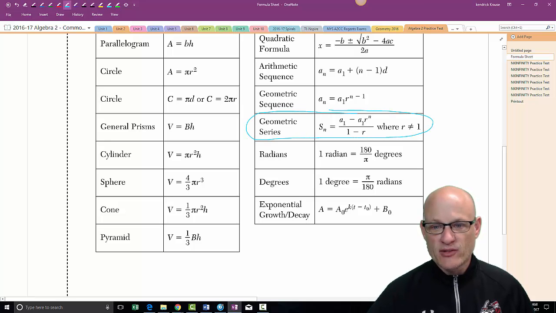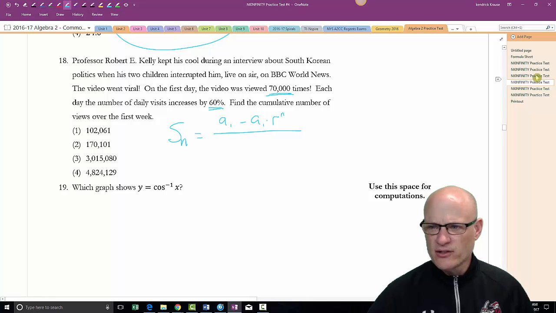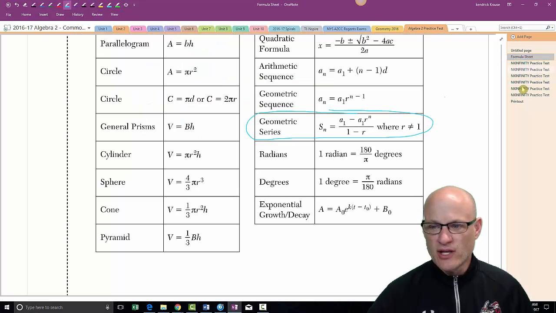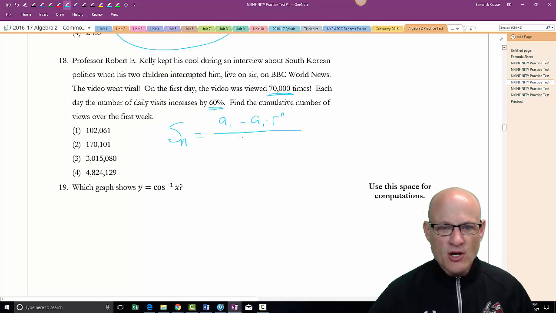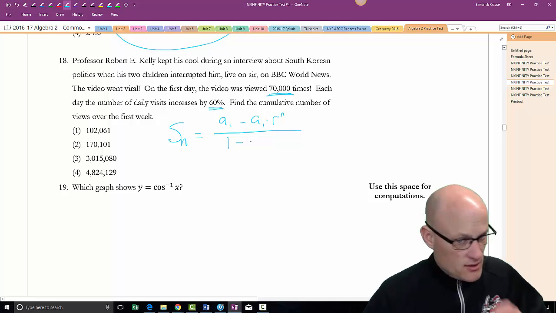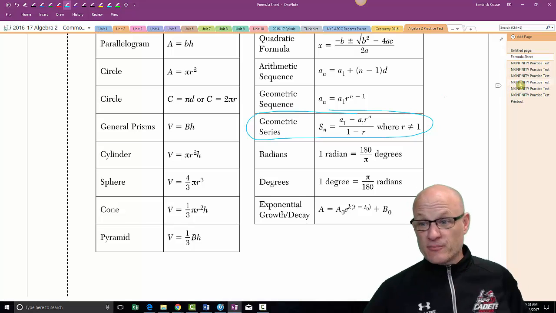So it's S sub n is equal to a sub 1 minus a sub 1 times r to the n. I think it's n minus 1. I hate this formula. Oh, it's just n in this case. All over 1 minus r. Now, the key is, and I don't think they put that in there. No, they don't put it in there.